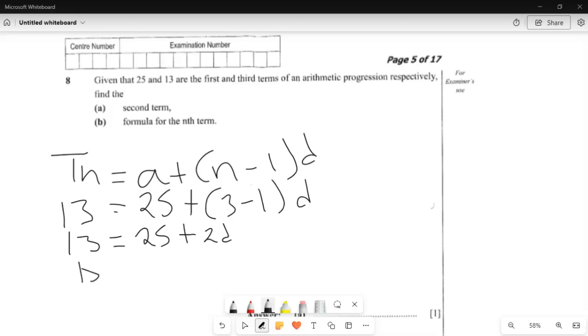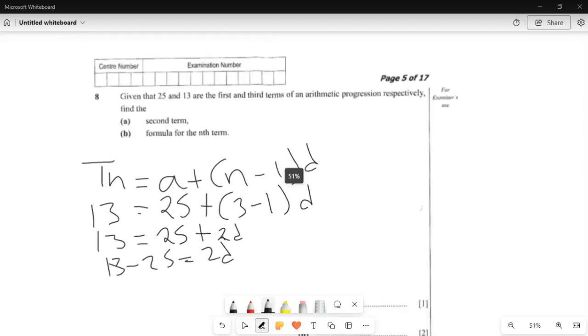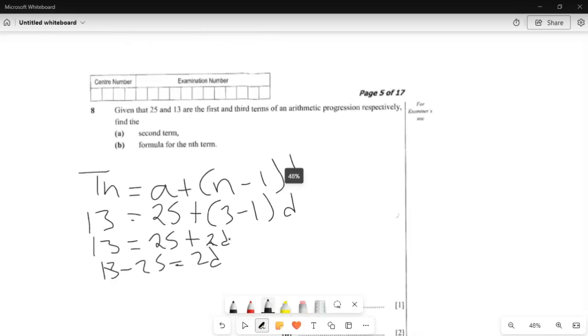Okay, 13 minus, that is 13 I've written, minus 25 is equal to 2D. So what is going to happen? I'm sure you know what is going to happen from this point.